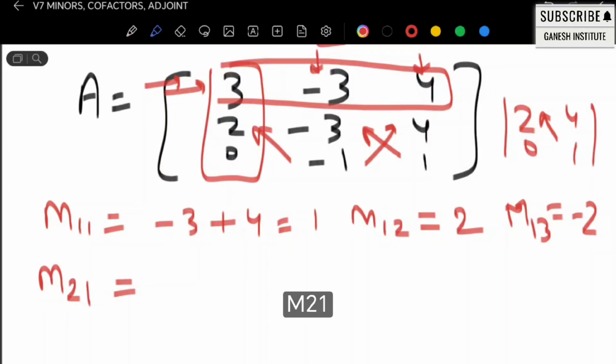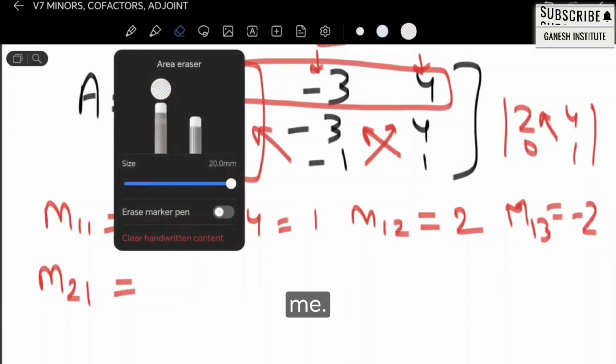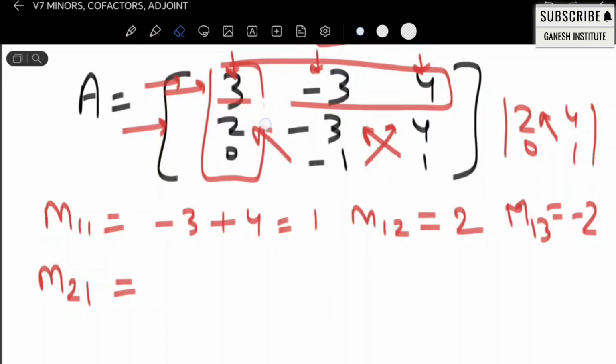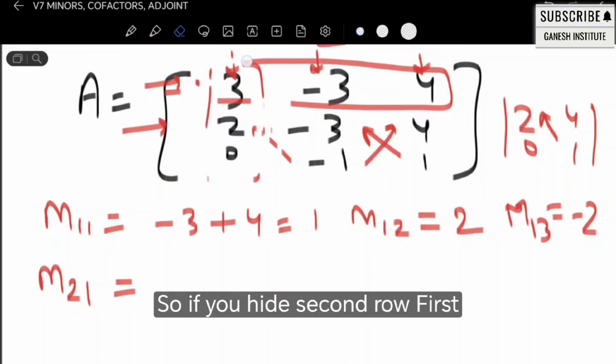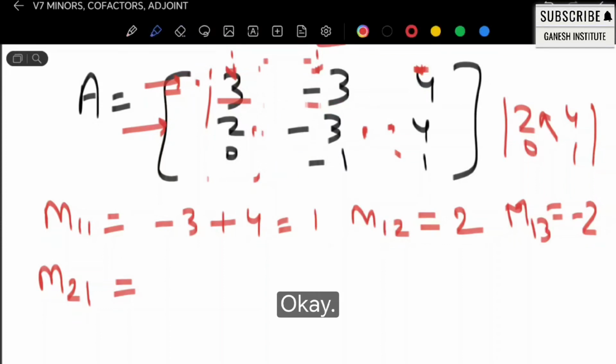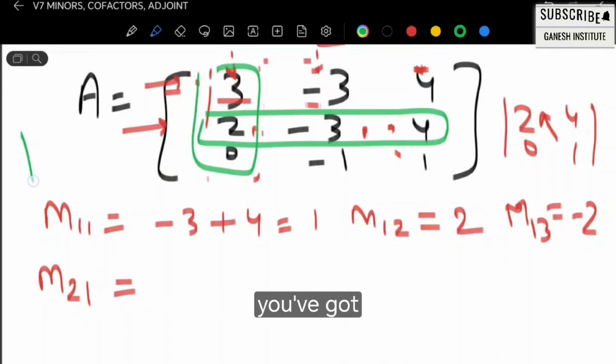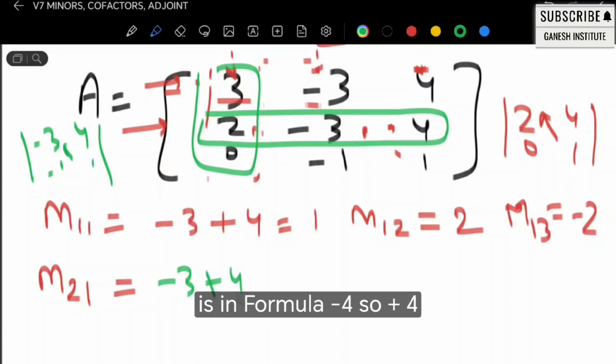M21. Second row, first column. Just bear with me. If you hide the second row, first column, what have you got? Second row, first column. So you've got -3, 4, -1, 1. Multiply. -3, minus is in the formula, -4, so +4. That is 1.